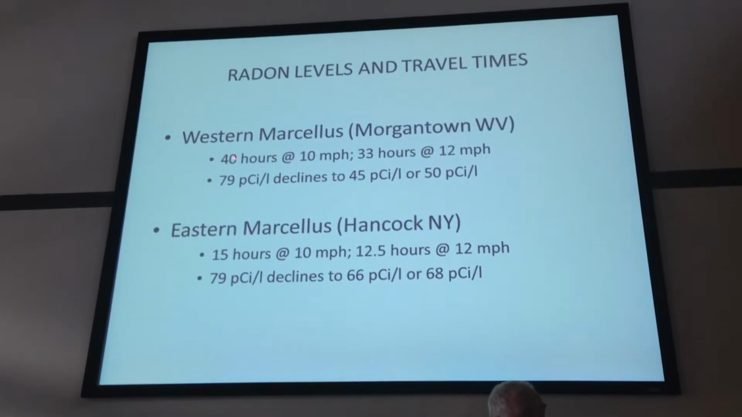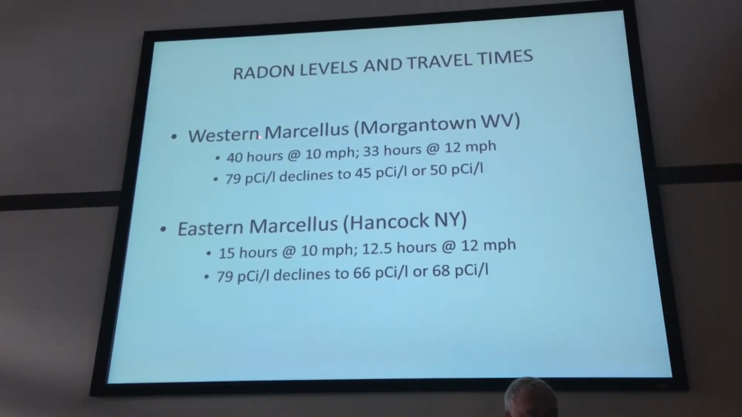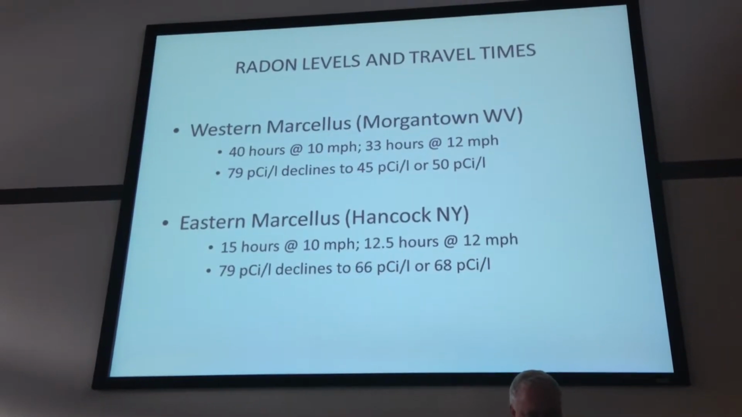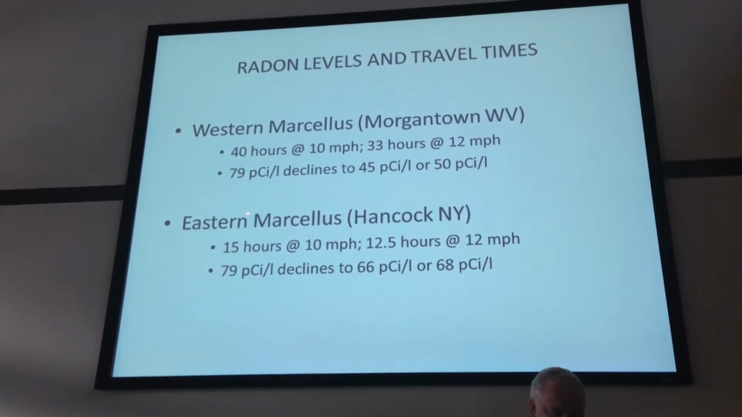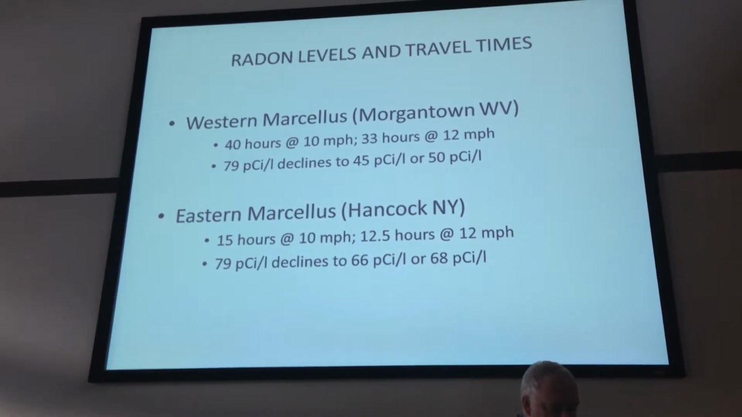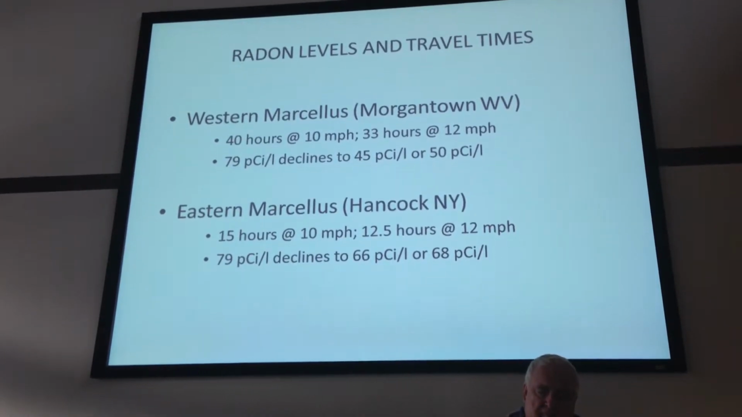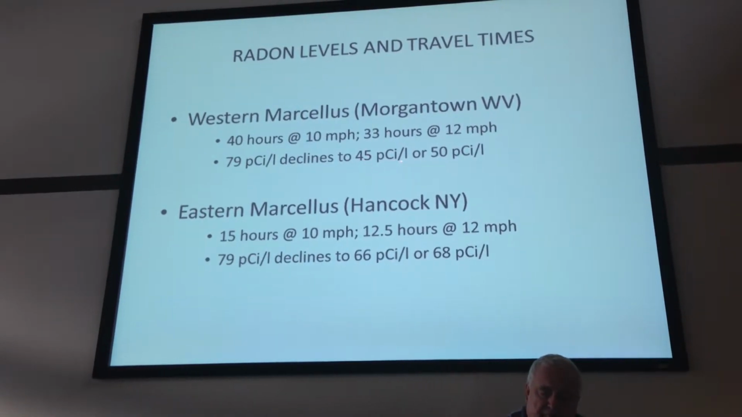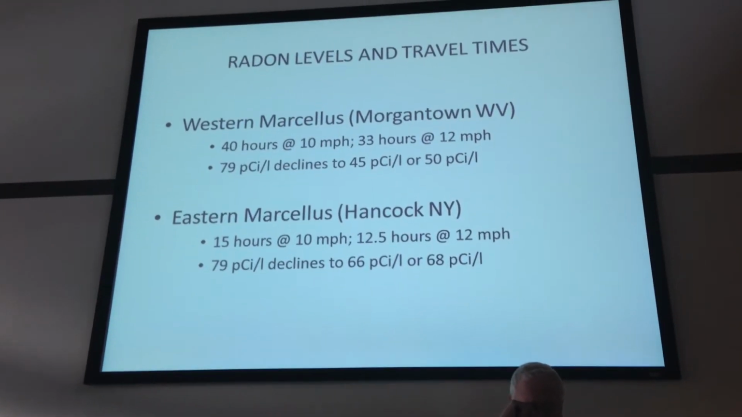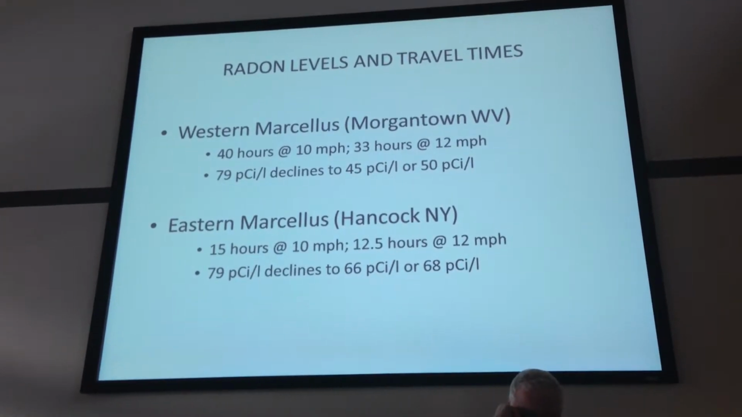But just doing the math, at 10 to 20 miles an hour, 10 to 12, I guess I used here, to get from western Marcellus, the western area of Marcellus in southwestern Pennsylvania and the Morgantown, West Virginia area, here's what we got. It takes 40 hours. So if you start with 79 picocuries, which was the high figure from the more recent USGS studies of the 3 wells, then it declines from 79 to 45 or 50 by the time it gets to Manhattan. Remember how much there was? 1.5? How would you like to go from 1.5 to 45 to 50? What do you think the risk threshold is on that?